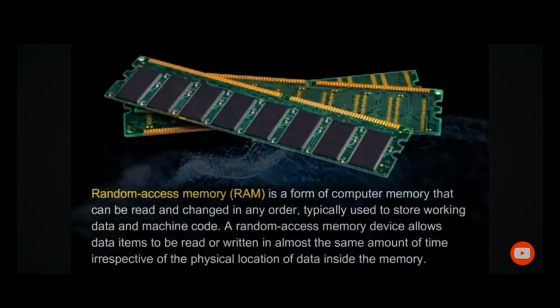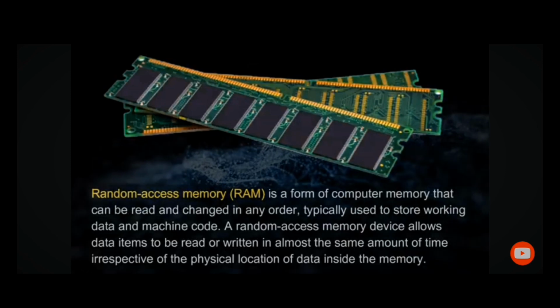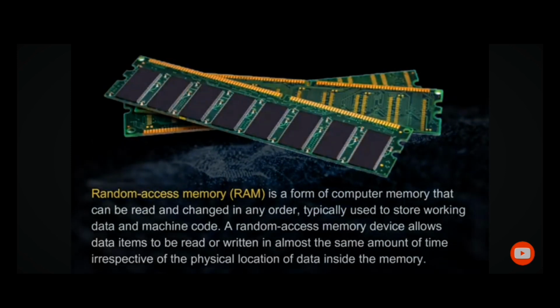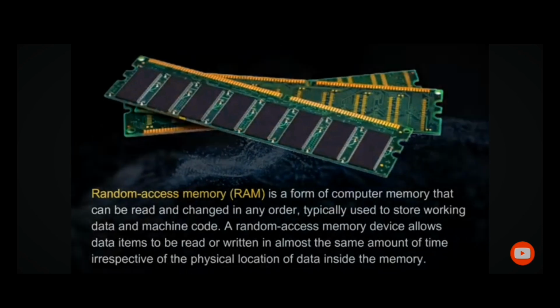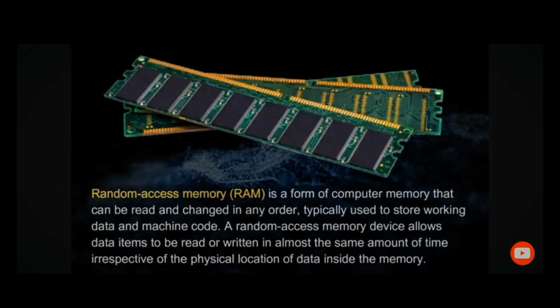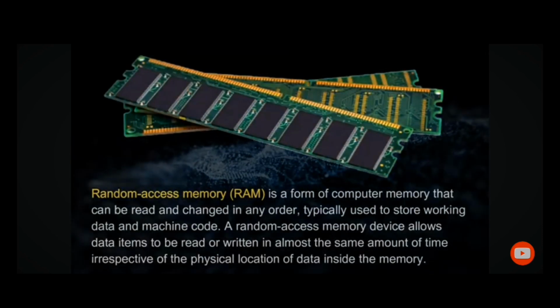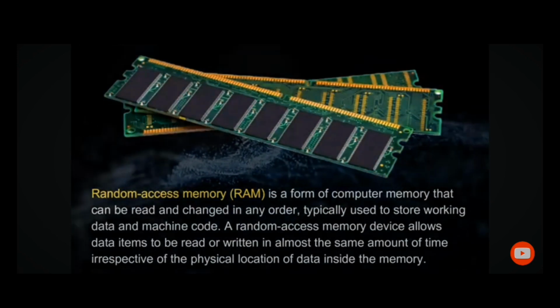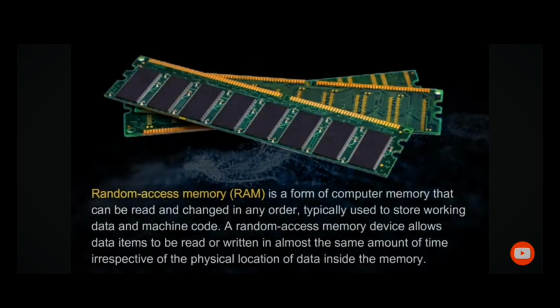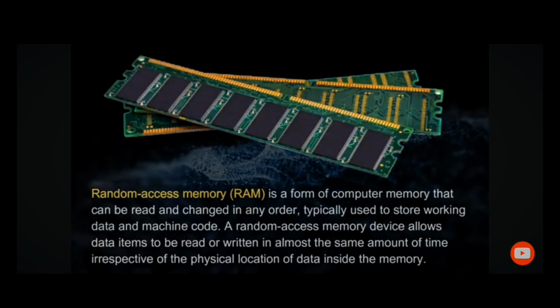Random access memory, or RAM for short, is a form of computer memory that can be read and changed in any order. Typically, it is used to store working data and machine code. A random access memory device allows data items to be read or written in almost the same amount of time, irrespective of the physical location of data inside the memory.